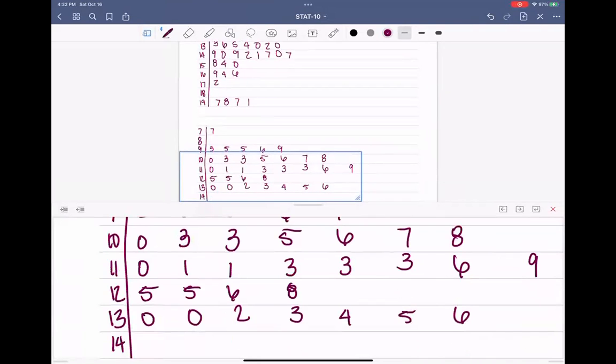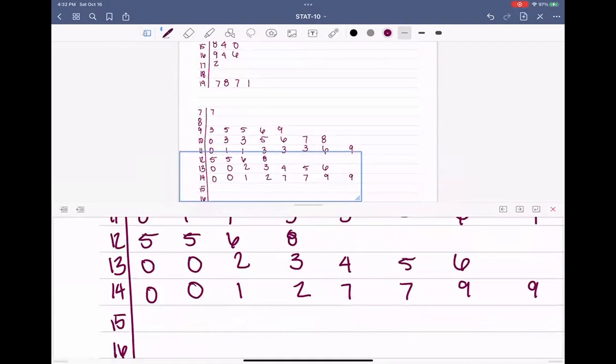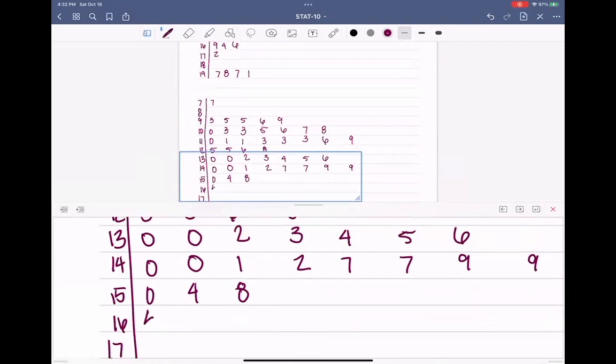Perfect. For 14, we have 0. We have 2 zeros. 1. We have 1, 2. 3s, no. 4s, no. 5s, no. Next number is 7. We have 2 7s. And we have 2 9s. For number 15, we have 8, 4, 0. So we have 0, 4, and then 8. 16, 9, 4, 6. So that's going to be 4, 6, 9.